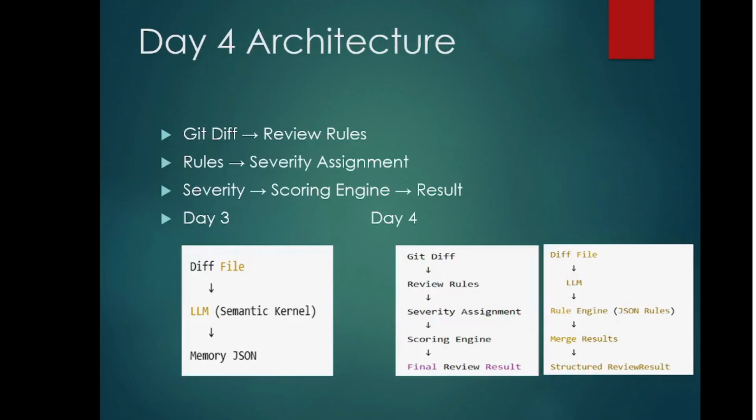So you can see again I am going to the architectural level. We have already discussed what exactly we are doing in Day 4 and what we did in Day 3. Day 4 is nothing but the extension of Day 3 and Day 2 to make it more aligned with the real-time scenario. So Git review, rules, severity assignment is what we are building up. We are giving a score also. Earlier in Day 3 we had the architecture with the diff file, LLM and memory. But in Day 4 we have the diff file, LLM, and along with that the rule engine is also integrated, so that it will give you a structured review result with the scoring and everything and the severity.